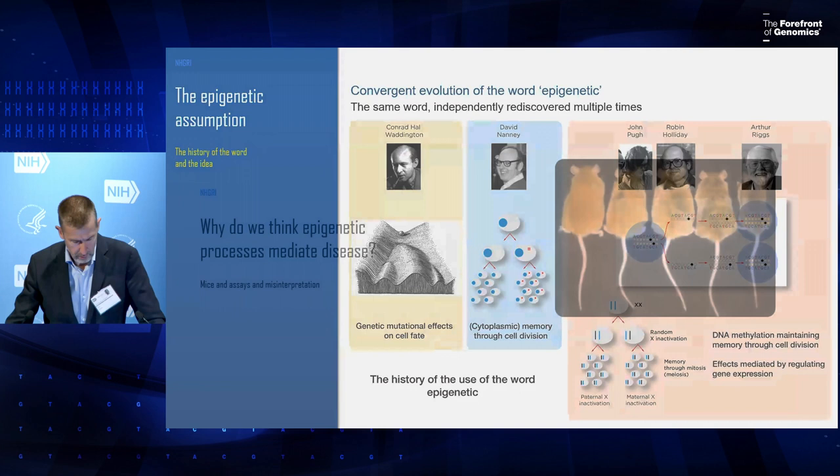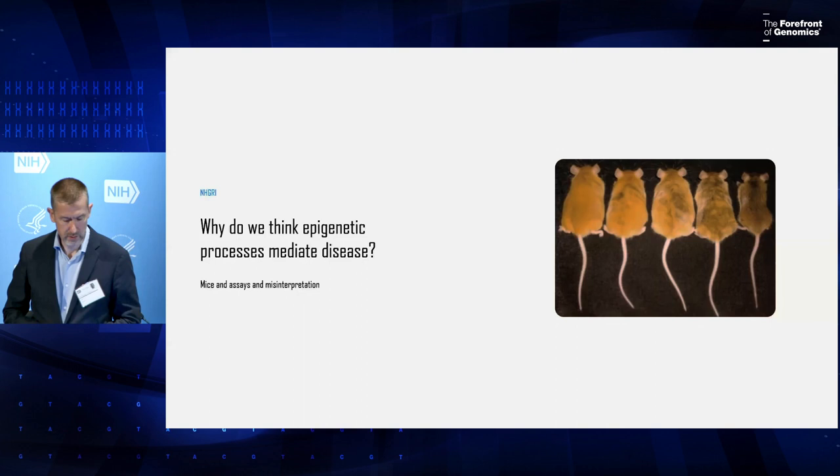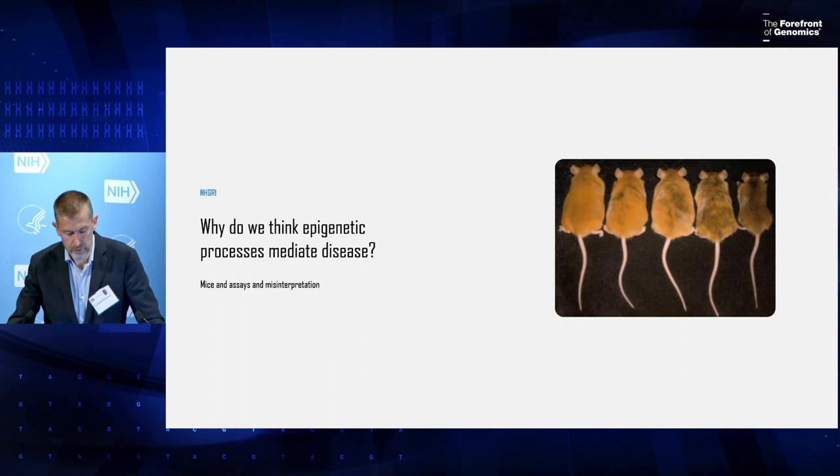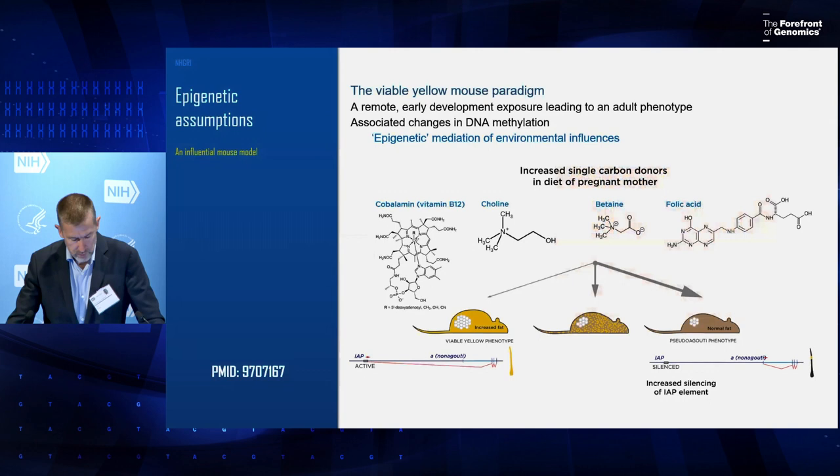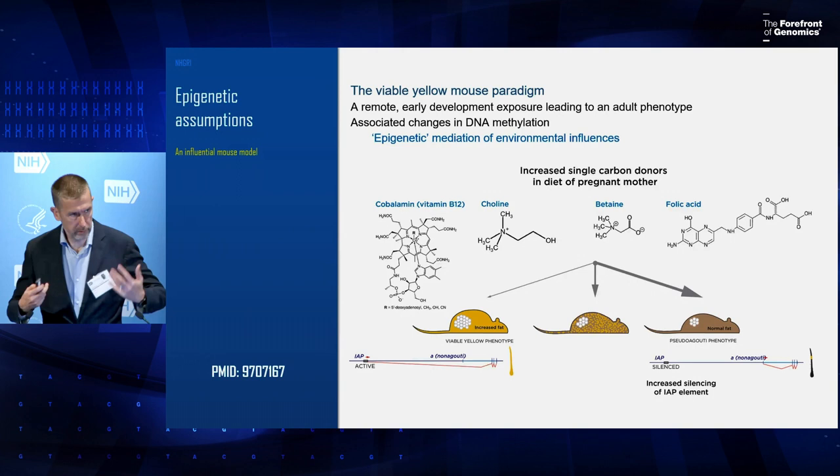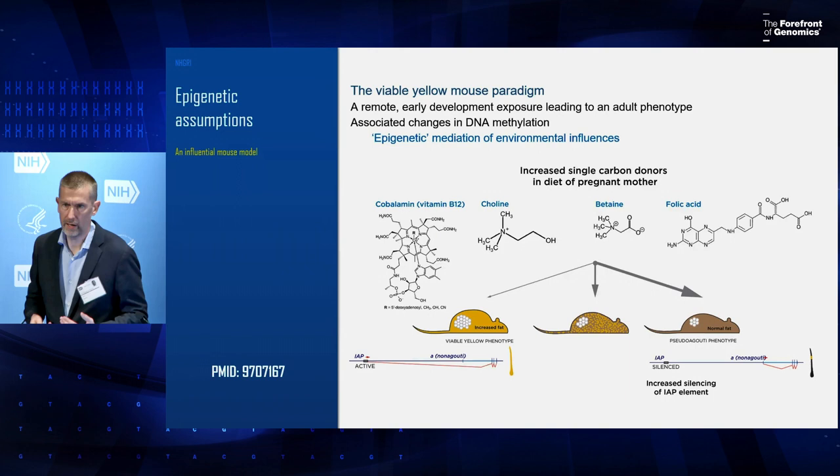So why do we think that epigenetic mechanisms mediate disease? And these mice here are enormously influential in this field. You can see the one on the left is not only yellower, it's bigger. So these were experiments done on the viable yellow mouse. And what you would see in a litter was a mixture between these obese, metabolically disturbed animals and other animals that looked like they didn't even have any mutation at all.